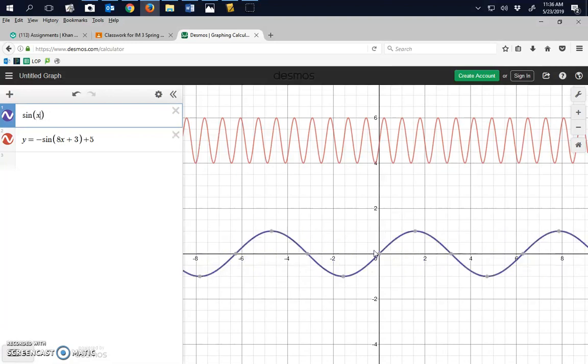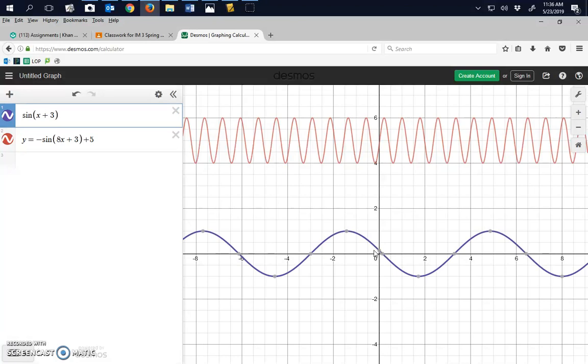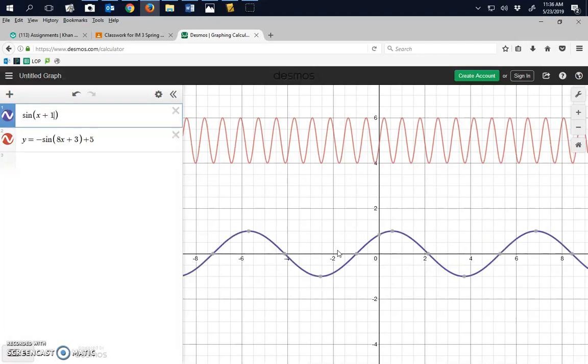If I do plus 3, okay, well, it's kind of hard to tell what just happened. What did happen? It moved to the left 3 units. And since one period, or a half a period, is pi, and pi is 3.14, it doesn't really look like it did anything. I'm going to move it over by like 1. Here, I'll just make another one.